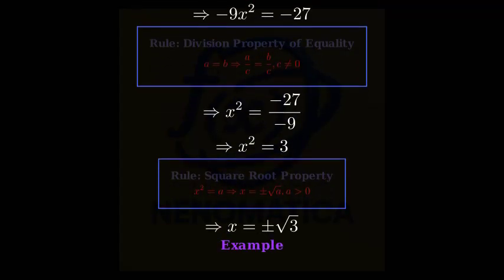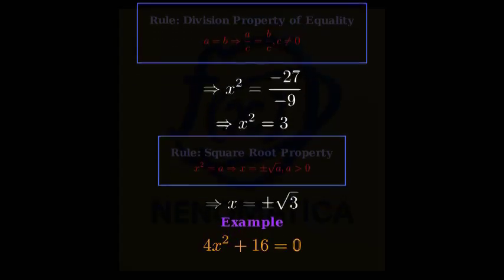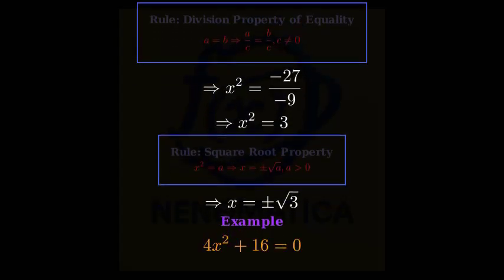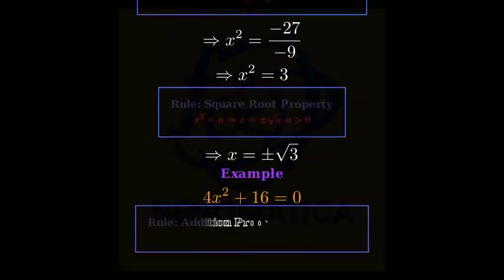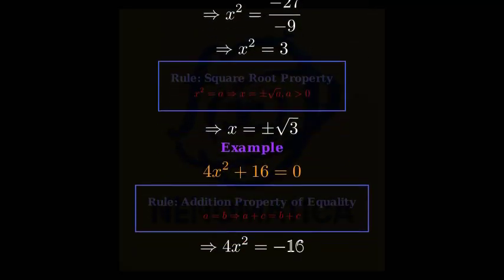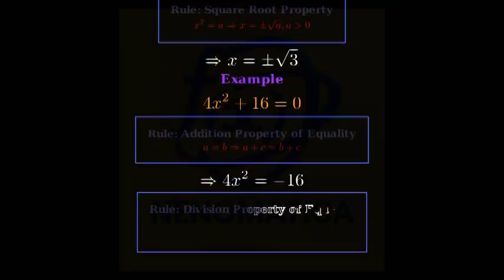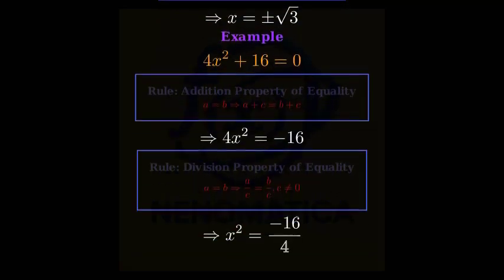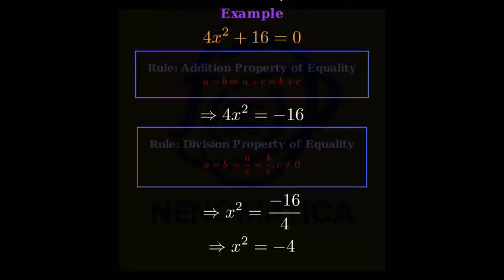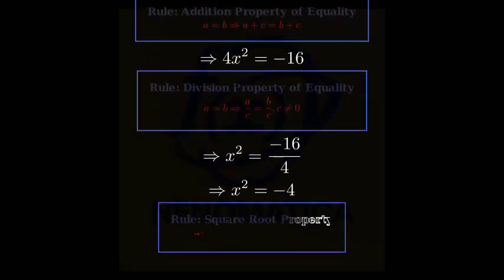Now, let's look at another example. Solve the equation 4x squared plus 16 equals 0. First, let's move the constant term to the right side of the equation. This gives us 4x squared equals negative 16. Now, we divide both sides by 4 to isolate x squared. So x squared equals negative 16 divided by 4, which simplifies to negative 4.